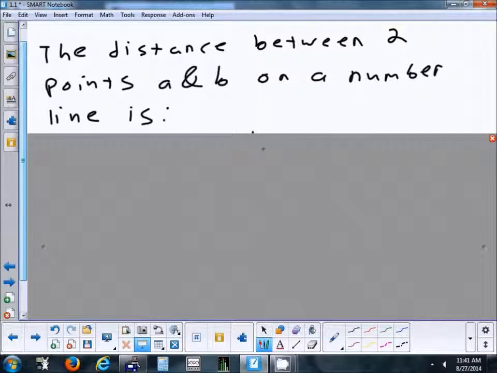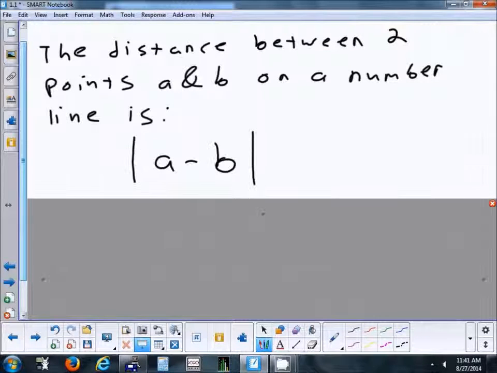Okay, and the distance between 2 points. All you have to do to find the distance between 2 points on a number line is you subtract them. It doesn't matter the order you subtract them because you're taking absolute value. Okay. Normally subtraction is not commutative. Okay, it's not. If you switch the order when you subtract, it makes a difference. But if you're going to take absolute value, it gets rid of the difference. Makes it positive.